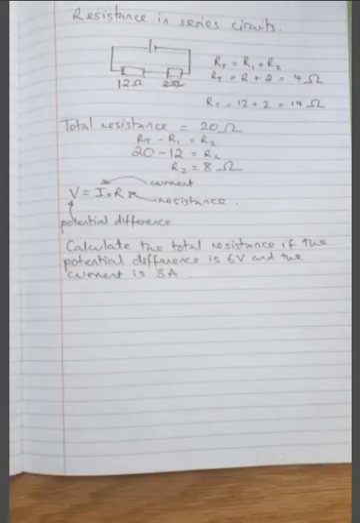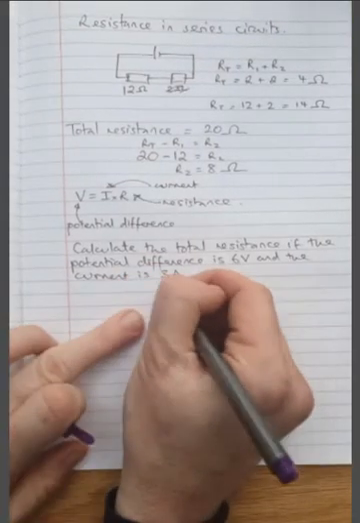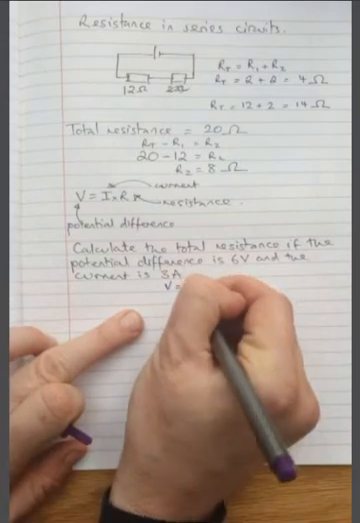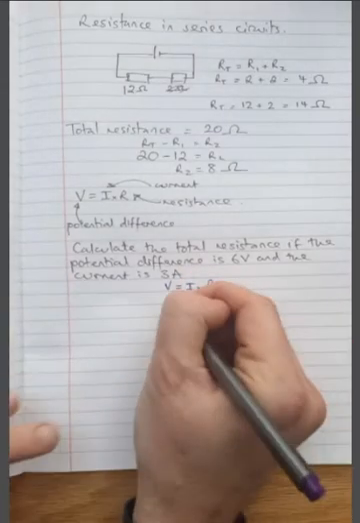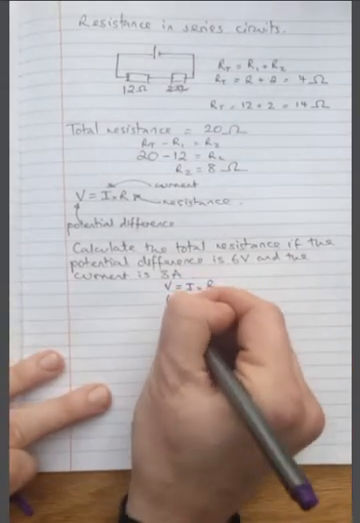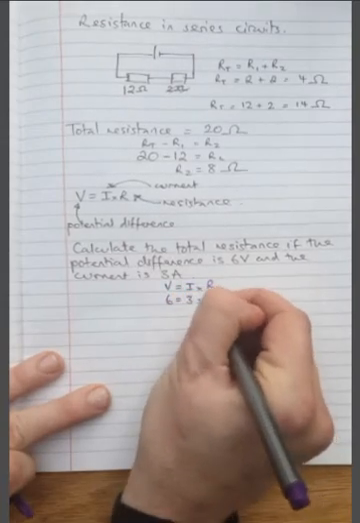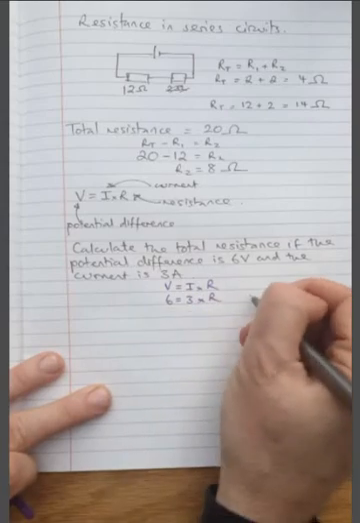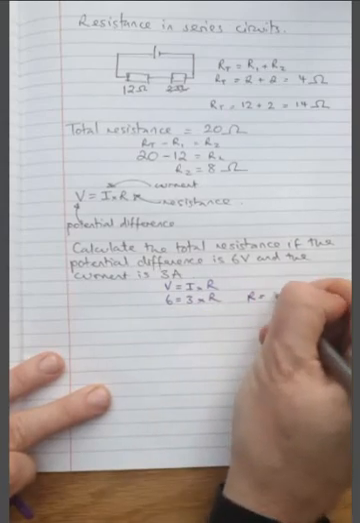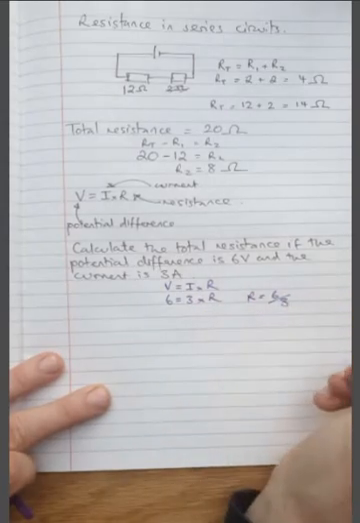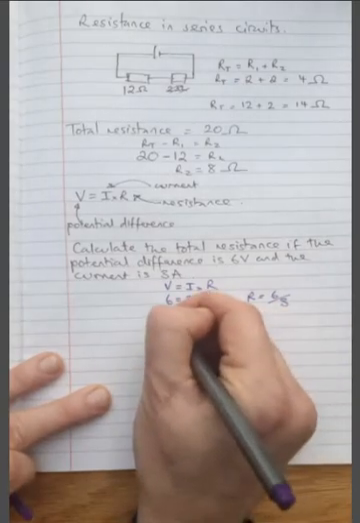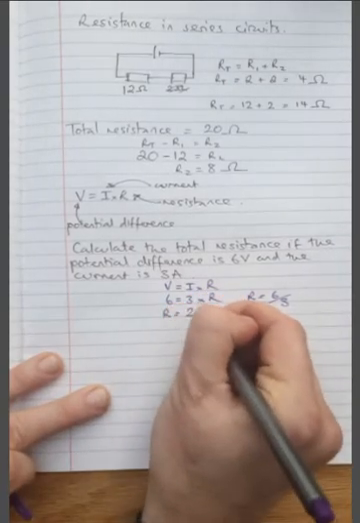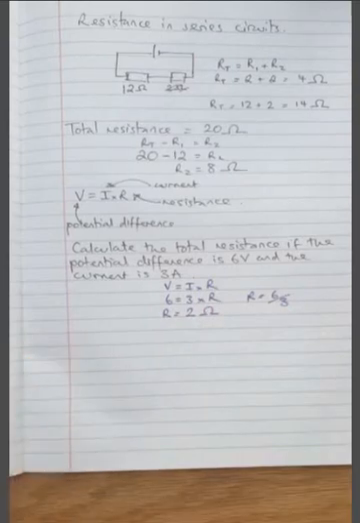Okay, how did you do? Now, you should have said this. First of all, we substitute our numbers. Then we rearrange our equation to find out R, which equals 6 divided by 3. So we have a resistance of 2 ohms.